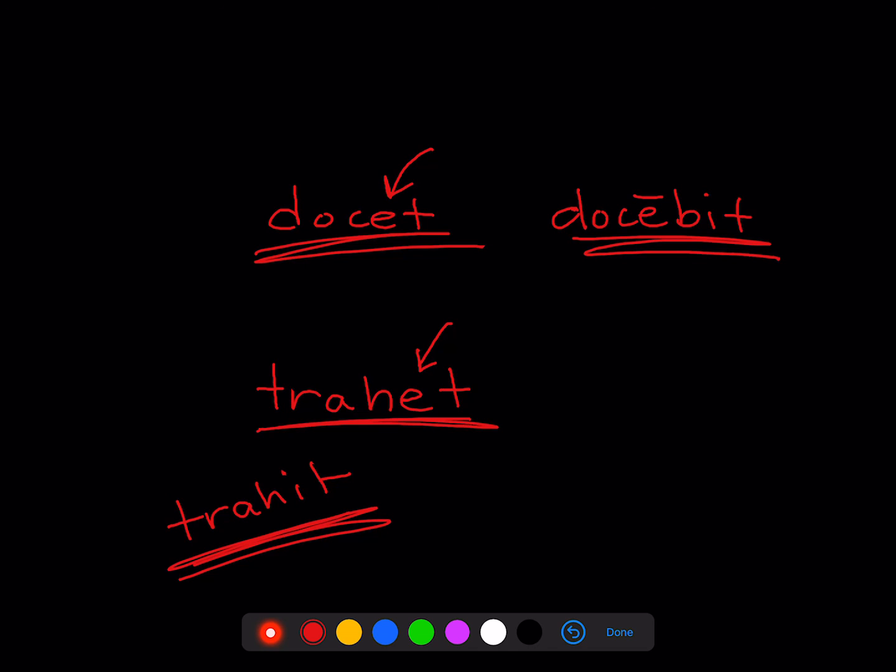Okay, and one more mnemonic: bo, bi, bu in 1 and 2, first and second conjugations. A, then E in 4 and 3, the fourth and third conjugation. So bo, bi, bu in 1 and 2, A, then E in 4 and 3. And that's it for the future indicative active.